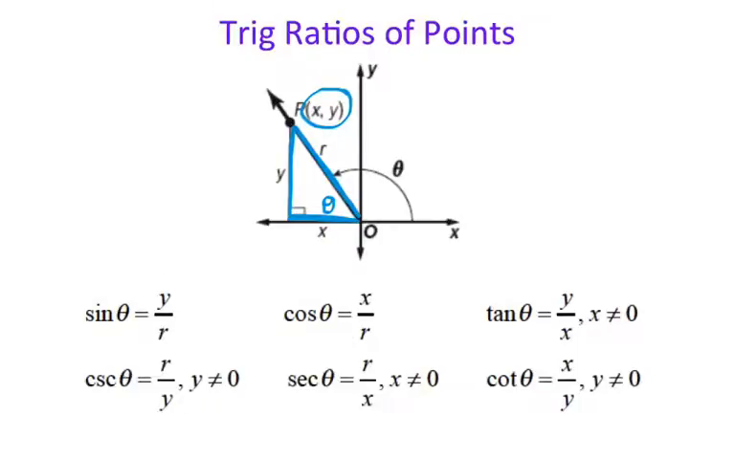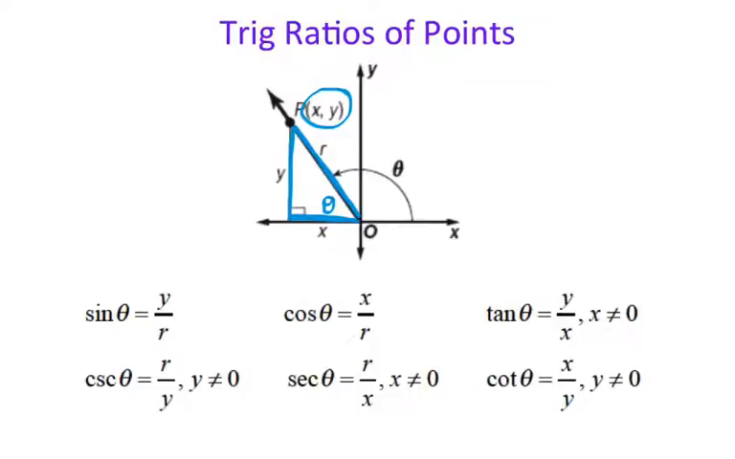Sine is y over r, since sine is opposite over hypotenuse. Cosine is x over r, since cosine is adjacent over hypotenuse. And tangent is y over x, since tangent is opposite over adjacent. And of course, if I know sine, cosine, and tangent, I can solve for cosecant, secant, and cotangent.